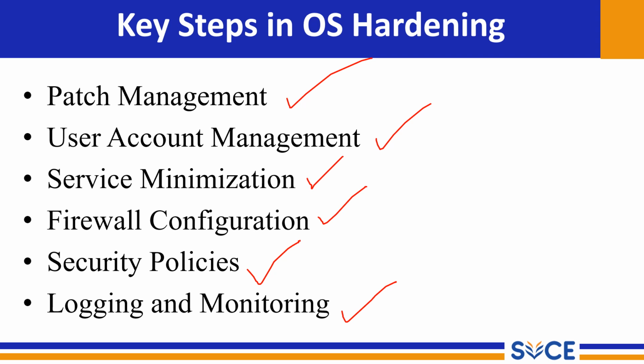In firewall configuration, it utilizes firewalls to control incoming and outgoing traffic and configures rules to allow only necessary traffic and block all other connections. For security policies, you establish and enforce policies that govern user behavior, password complexity, and access control, and regularly review and update the policy. In logging and monitoring, it enables logging to track system activity and monitor for suspicious behavior, and you use an intrusion detection system to alert the administrators of potential threats. So this is all about the key steps in OS hardening.